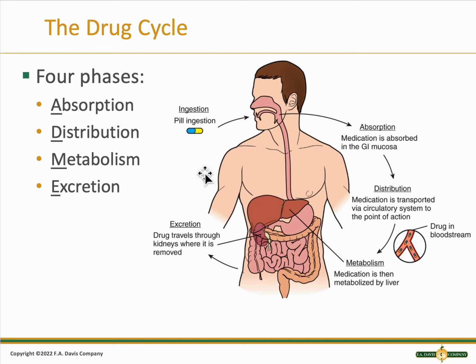The second phase is distribution. Once it's in the blood, like we talked about in the vascular, cardiovascular, and circulatory systems, the medication is then transported through the circulatory system throughout the body. I want to start there. Your circulatory system goes throughout the body, right? It doesn't differentiate where it's going.